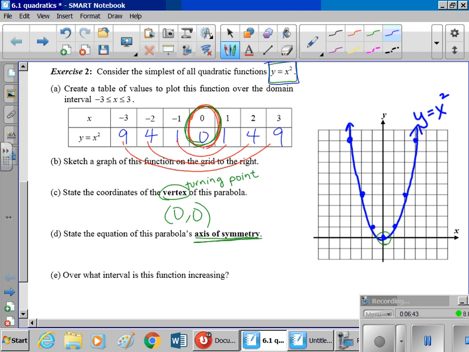Now state the equation of the axis of symmetry. Another word for the axis of symmetry is the fold line. So if I took this and I was able to fold it along this line right here, it would fold on top of each other.